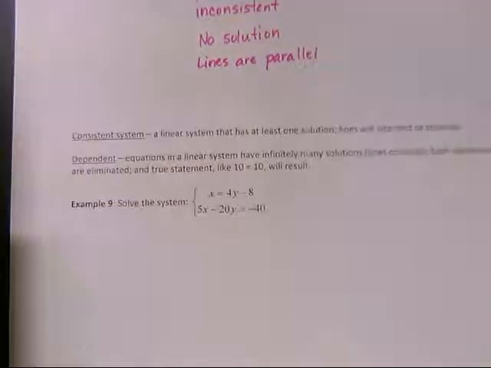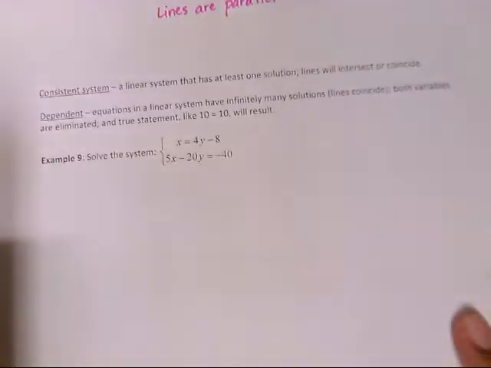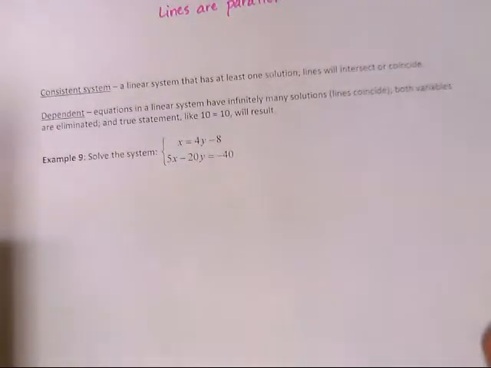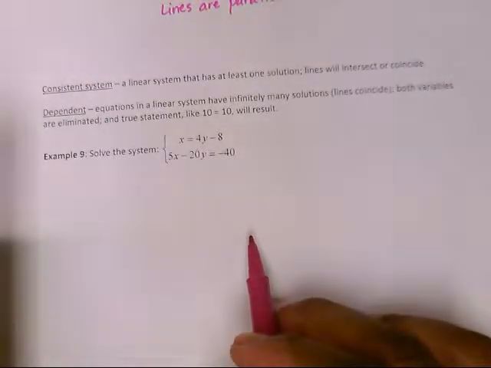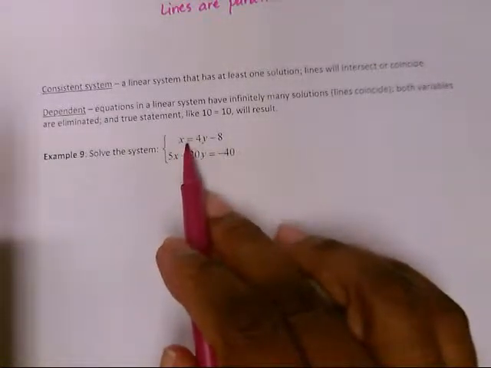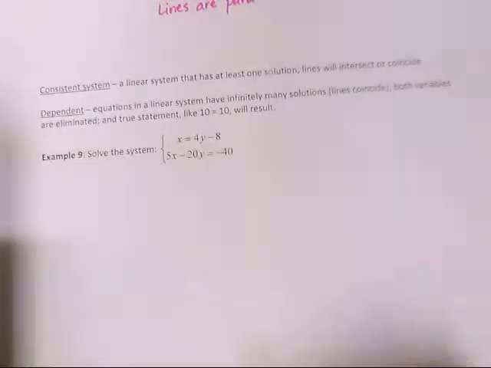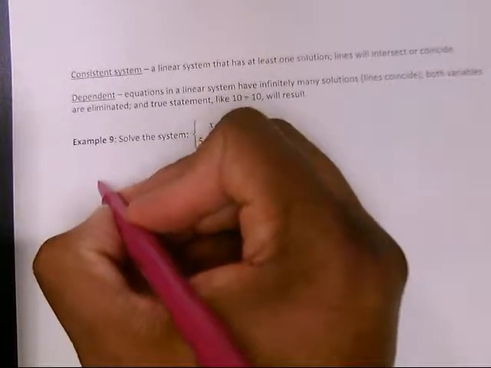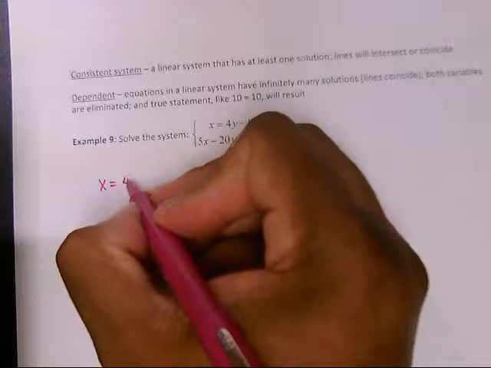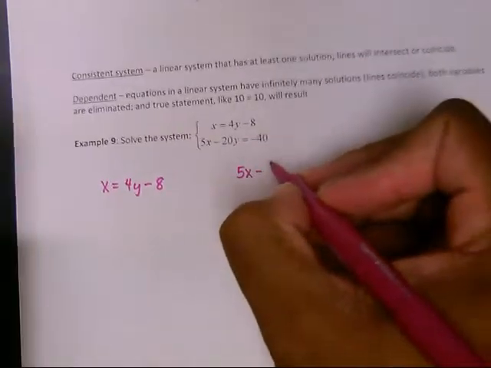Okay. So let's look at this example here. We want to solve this system: x equal to 4y minus 8 and 5x minus 20y is equal to negative 40. I'm going to use the substitution method because if you notice, I get x equaling something here. x equal 4y minus 8. So it'll be easier to use the substitution method. So let's use the substitution method for this system of equations.